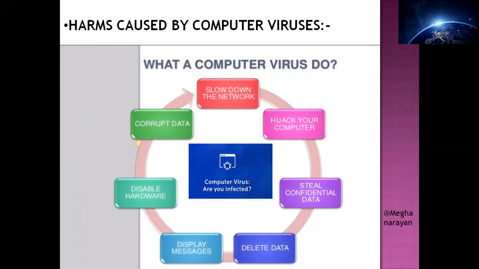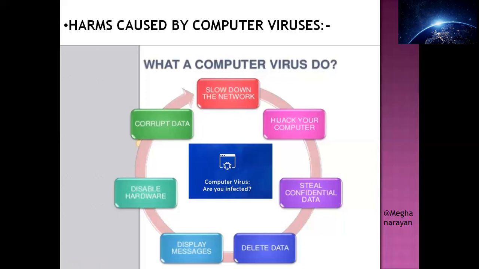Moving on to the next one, here it is written disable hardware. Disable hardware means your computer system will no more be able to connect successfully with various hardware, various devices of your computer. Last but not least is corrupt data. Corrupt data is the same way as I have told you earlier. Corrupt data simply means that the data will no more be original. There will be certain changes. Those changes can be errors, mistakes, etc.